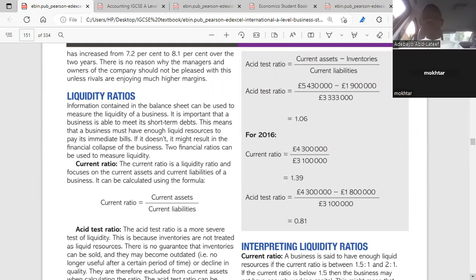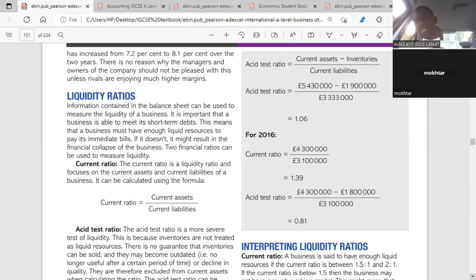So here we have two types of liquidity ratio. We have the current ratio, we have the acid test ratio. For the current ratio, it is your current assets divided by your current liabilities. What are your current assets? You have your cash at bank, your cash at hand, you have your stocks, which is the same as inventory, you have your debtors. When you sum all this together, you divide it with your current liabilities.